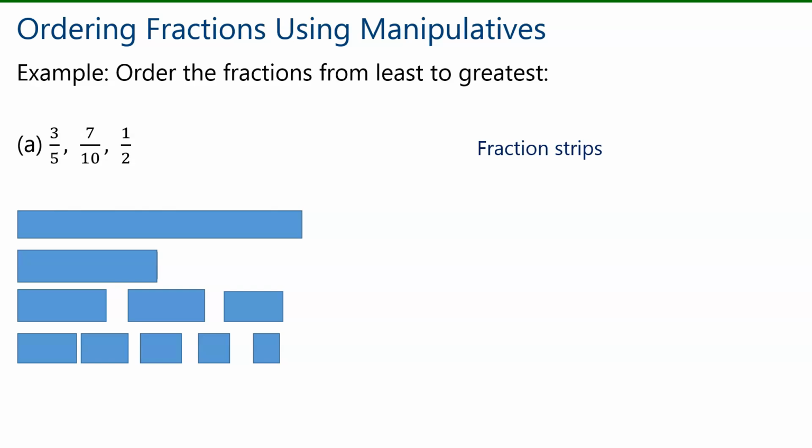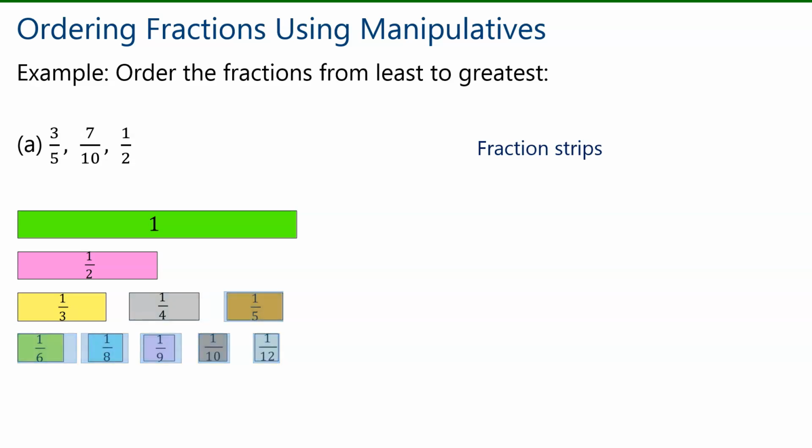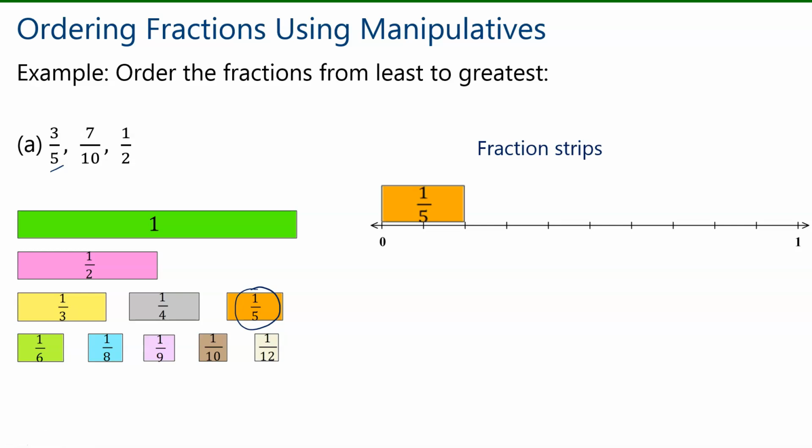So fraction strips can come in many different sizes. Here we have 1 whole. Here is 1/2, a third. Here we have a quarter, and various other sizes. So now if we're trying to represent 3/5, because 5 is in the denominator, we will use this strip right here. So on a number line, we will place 3 of these strips side by side, and that represents 3/5.